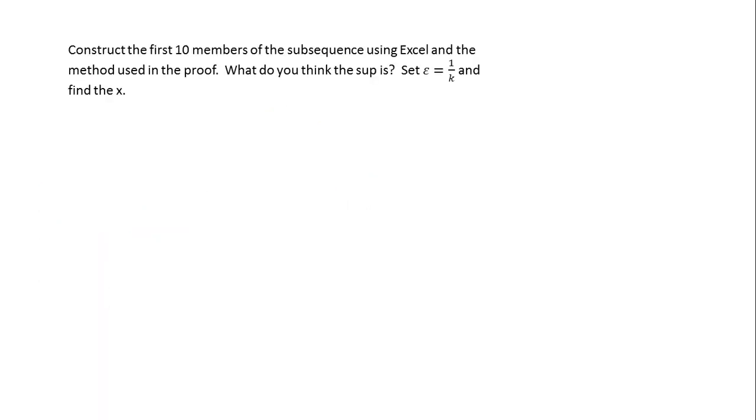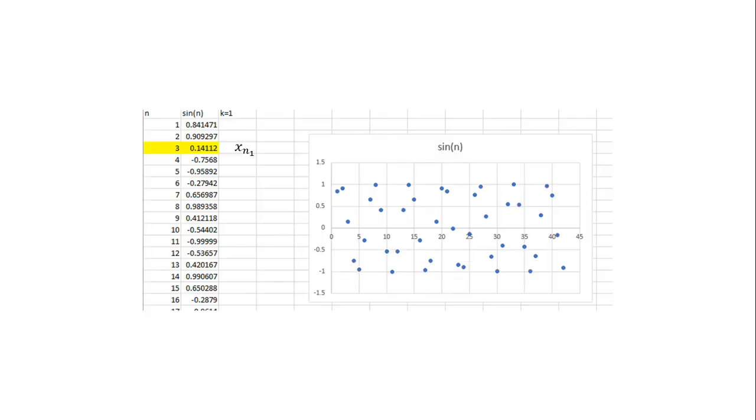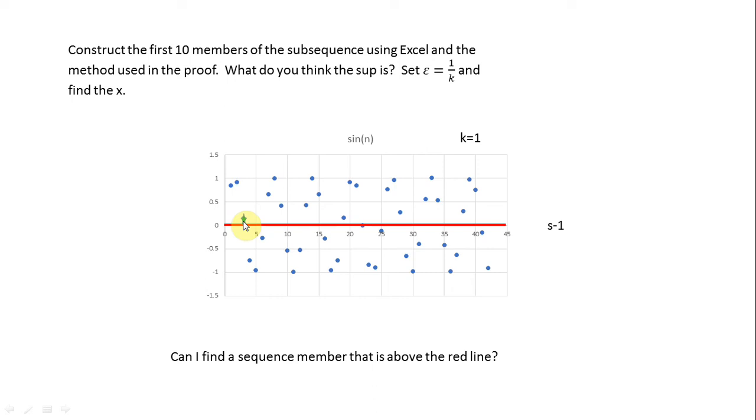So I had you guys actually do this with a sine n, actually find what that subsequence is for epsilon equals 1 over k in my construction of this proof. So for example, if k was 1, and the sup is 1, then I'd have to take the sup, which is 1, and drop it by 1. S minus 1 is right here. Can I find a member of that sequence that's above that line? The answer is yes. I could have picked any one of them that's above the line. I'm just going to pick that one. So that's my x_{n_1}. It just happened to be the third element in the sequence. See? 1, 2, 3. It's the third element in the sequence, and I can actually see it.